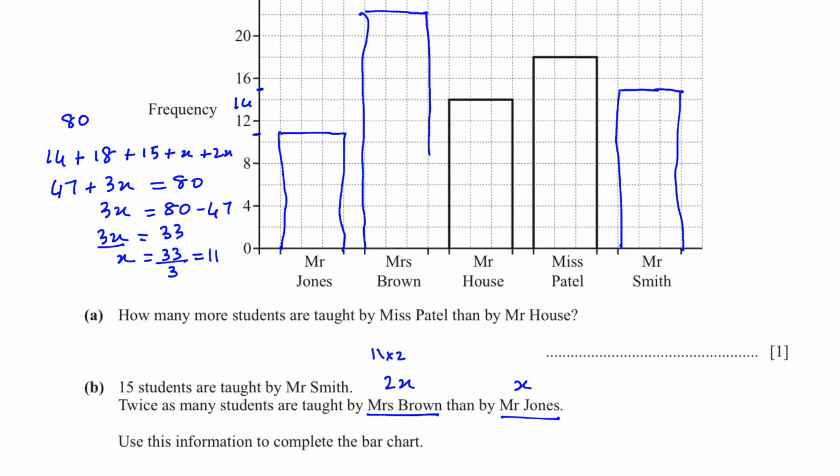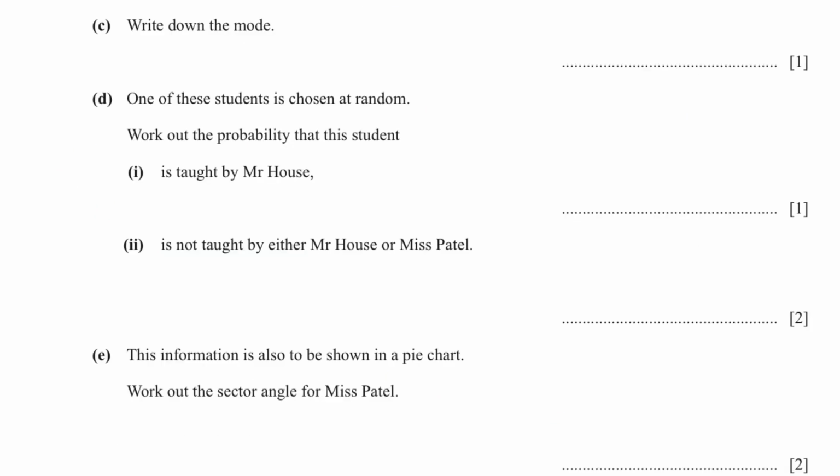So we have finished making the bar chart. For question number C, they are asking write down the mode. Mode is the set of data values that is appearing the most often, or that has the highest frequency. In this case, Mrs. Brown has 22. So our mode is Mrs. Brown.